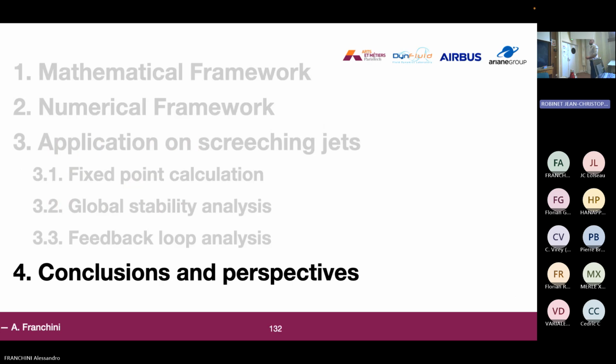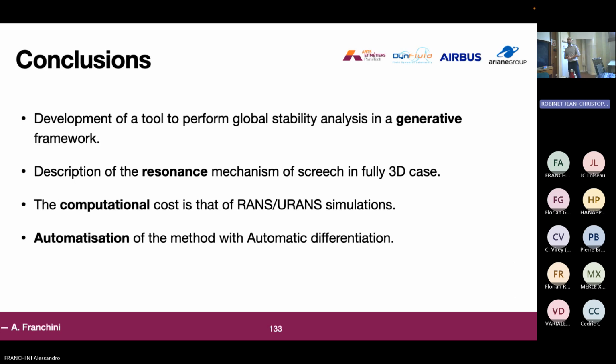So to conclude, we developed a tool to perform global stability analysis in a generative framework using Dynami and Tapenade. We described some parts of the resonance mechanism of the screech in a fully 3D turbulent case. The computational cost that we employed in all our simulations is that of URANS and RANS simulations for the nonlinear and linear case. And we automate this method using automatic differentiation so that we can easily change some parameters and models for the implementations.